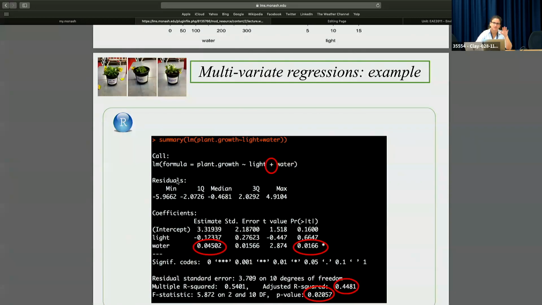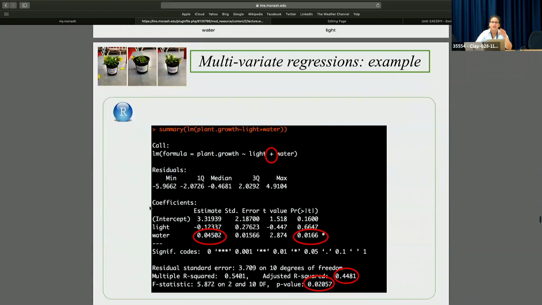It's telling me all sorts of things about the residuals. I'm sure it's interesting. I don't care. And then it gives me the coefficients. This is where I wake up, right? It says there's an intercept at 3.3, which means when light and water are 0, the growth of the plant is 3.3 something centimeters per year.